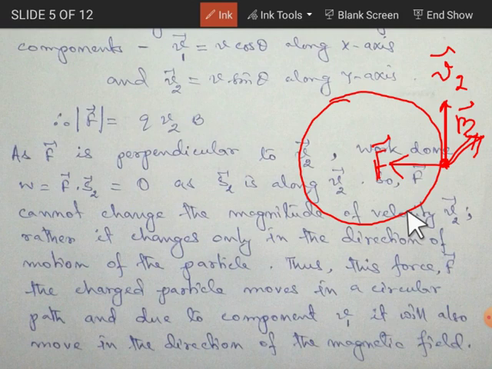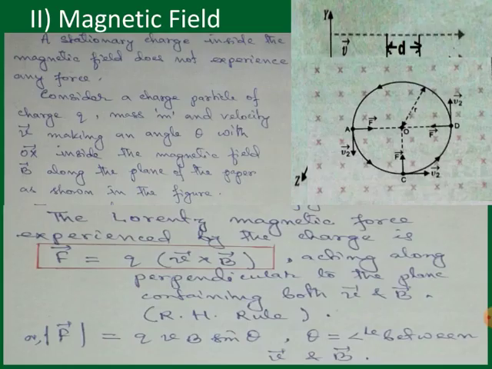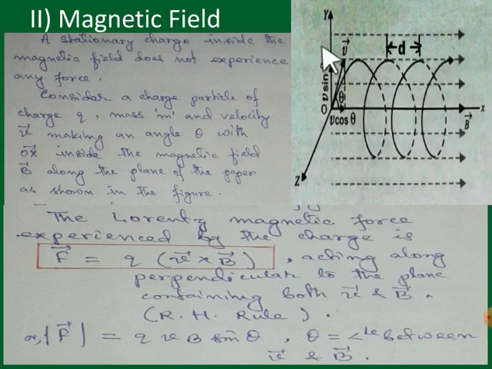That motion in the direction of the magnetic field is due to this V1 component. The V1 component is V cos theta. So due to this component, the charged particle will move in a helical motion, as shown in the previous slide, like this. Got it? So the charged particle will move in a circular path due to this V cos theta.